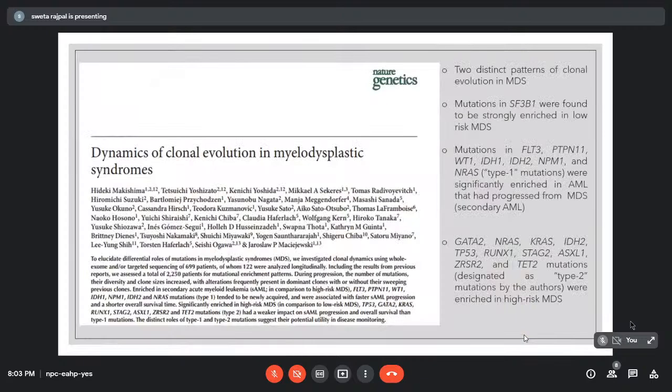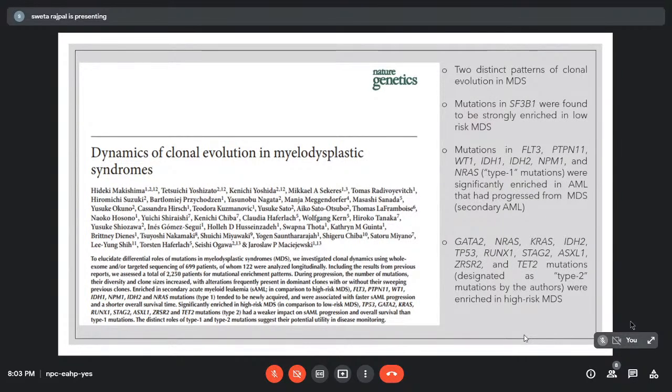So it's another study. They have studied the dynamics of clonal evolution in myelodysplastic syndrome. In this study, the Japanese researchers studied around 2,250 patients, and they found out how the patterns of clonal evolution happen in MDS. There are two distinct patterns, and they found that those who have low risk MDS commonly have SF3B1 mutation.